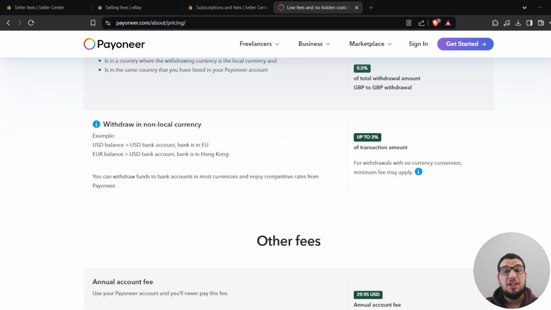And that's pretty much it with business fees. This is all you have to know about business fees. As I said, PayPal or Payoneer in your case, and eBay. And that's pretty much about it.